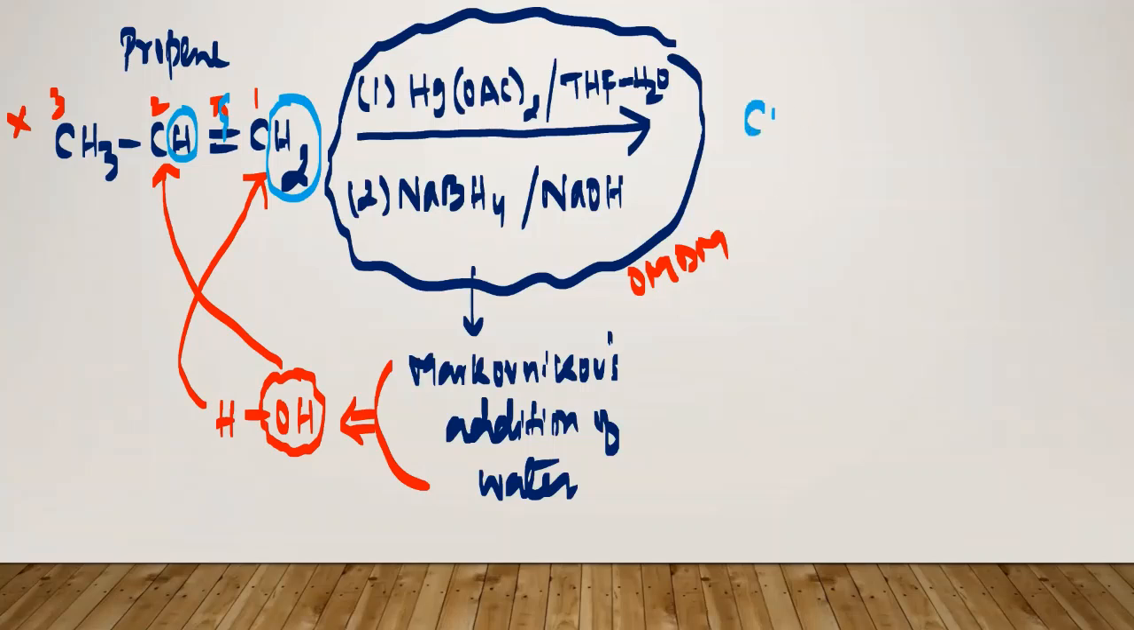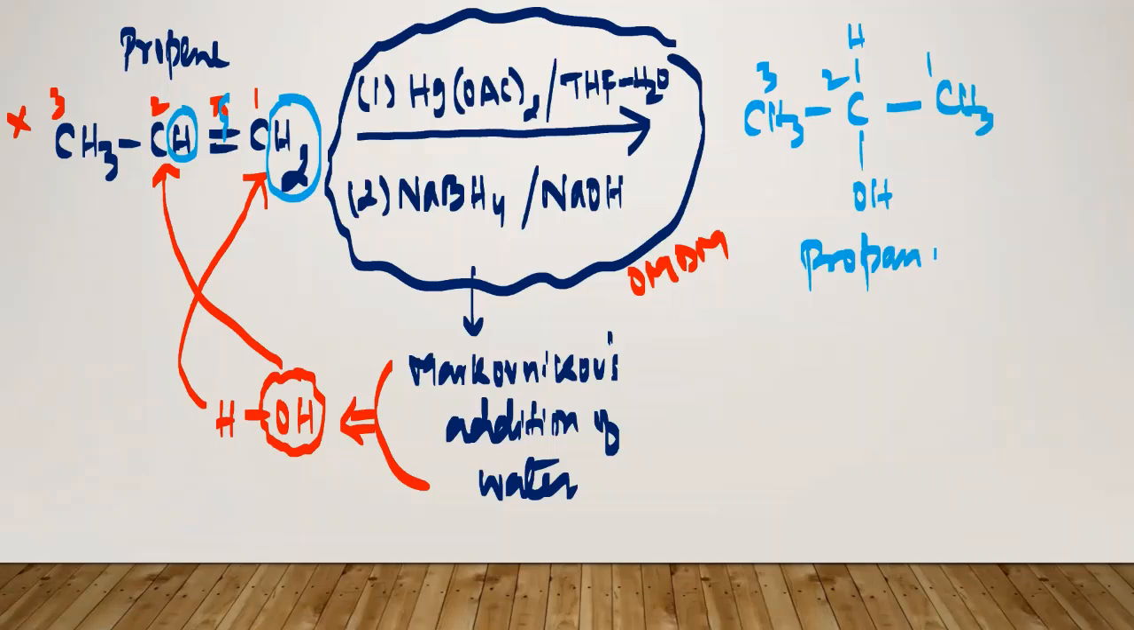So have a look here. CH3, C, and we will have OH here, and this will become CH3. Now, my dear friends, we have carbons 1, 2, and 3. That is propan-2-ol. So we are getting propan-2-ol here, my dear friends. So let's take one more example.